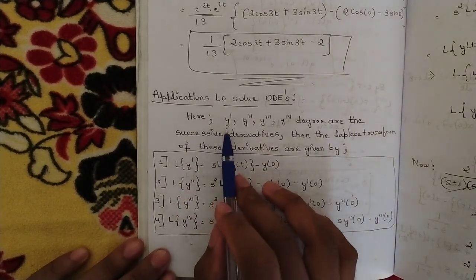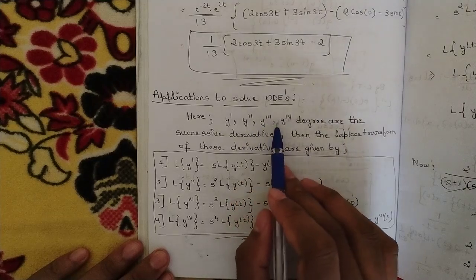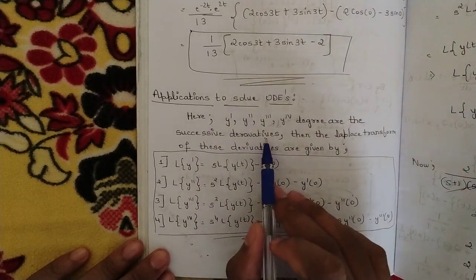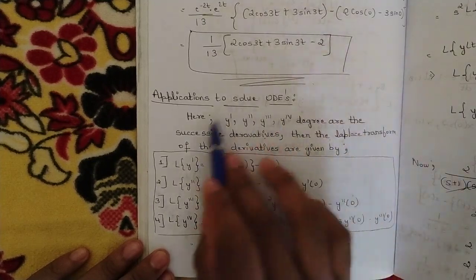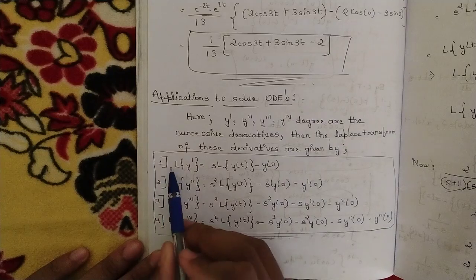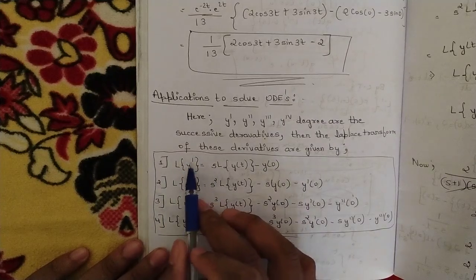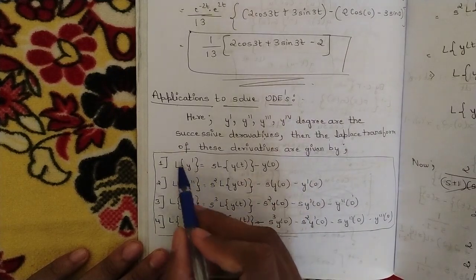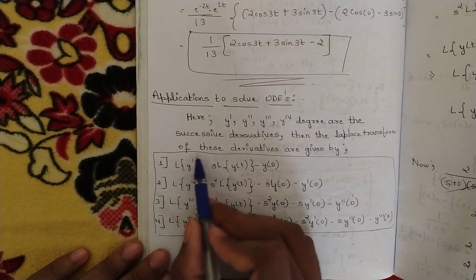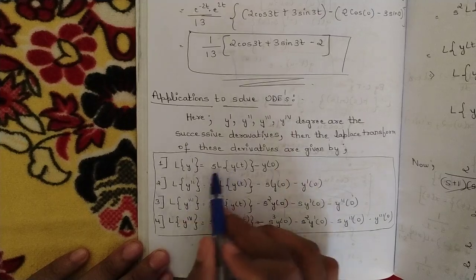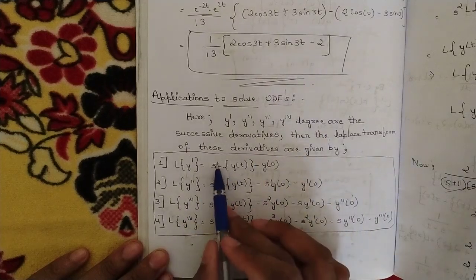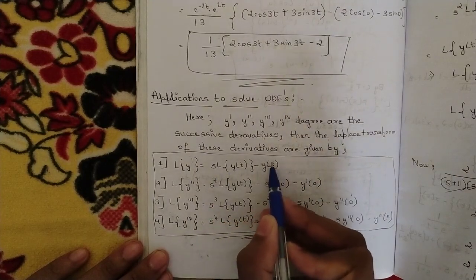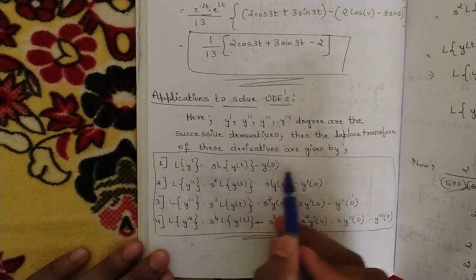Here y dash, y double dash, y triple dash and y fourth dash are the successive derivatives. Then the Laplace transform of these derivatives is given by, first, the Laplace transform of the first order derivative, that is y dash. Since we know that the Laplace transform of f of t is in terms of F of s, it is given by s into L of y of t minus y of 0, okay? So this is for the first order derivative.